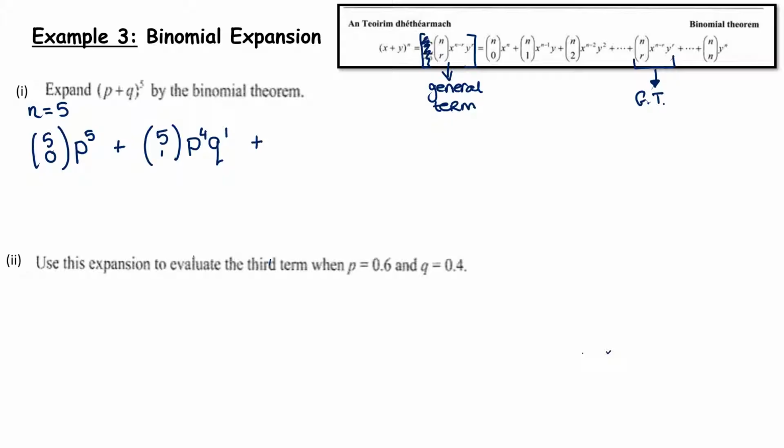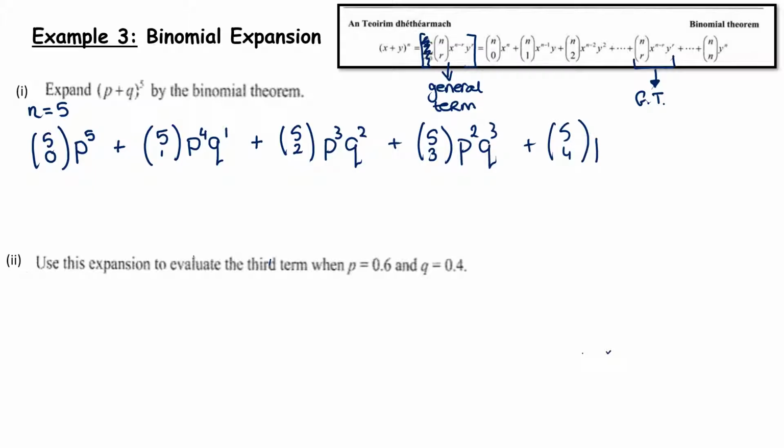So plus 5 choose 2, and I get p to the power of 3, q to the power of 2, plus 5 choose 3, p to the power of 2, q to the power of 3, 5 choose 4, nearly there, p, q to the power of 4, plus 5 choose 5, and I'm looking at this last term here, and it's q to the power of 5. Now, let's take a look at some interesting things that happen.